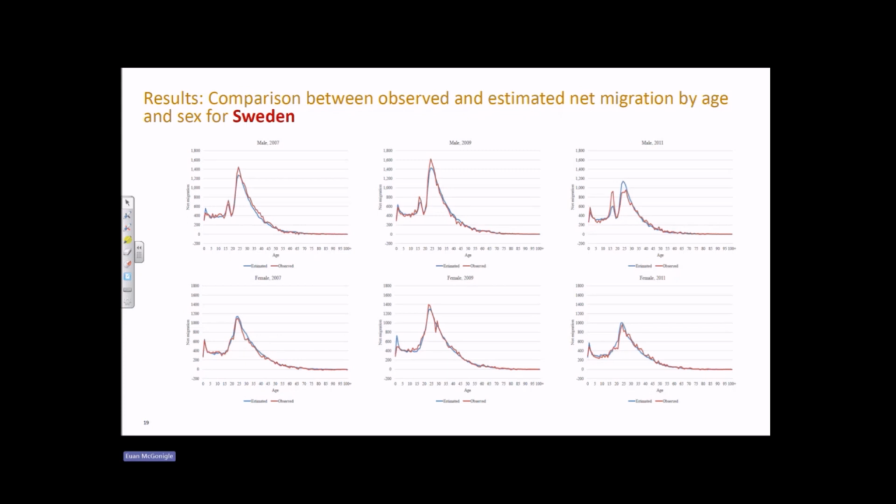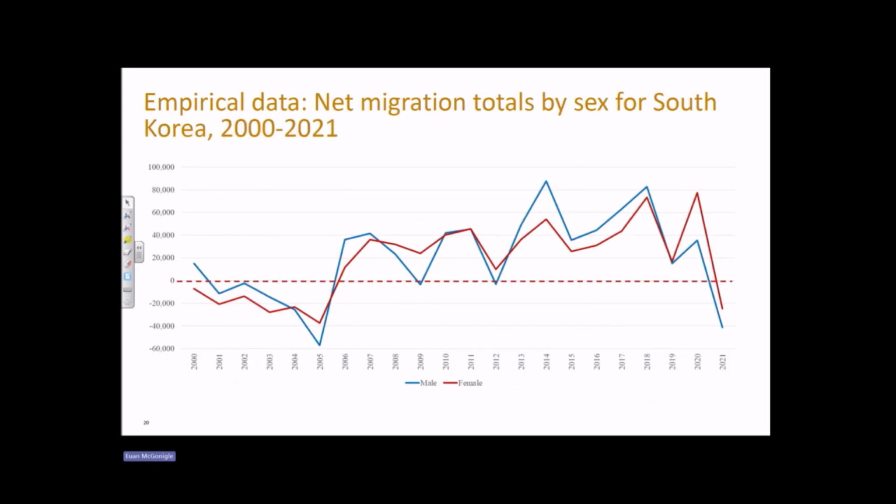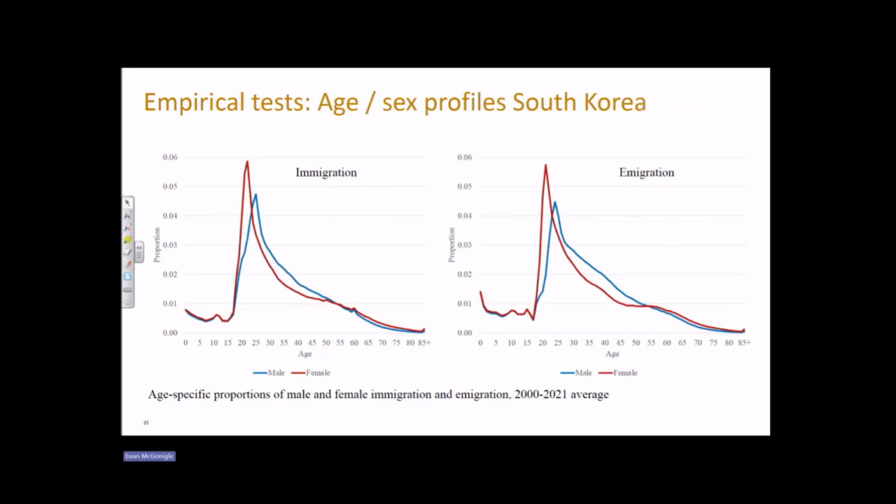Okay, but you can see it's capturing even the little peaks for males and not for females. Because I'm using the total observed net, it's going to capture the level anyway, but it's also capturing the age and sex profiles very well. But for South Korea, same thing. Here are the observed net migration totals. We're seeing more variation between males and females over time, but it's bouncing all over the place.